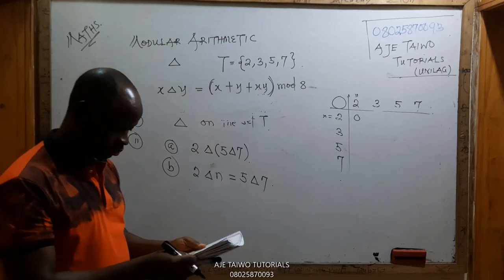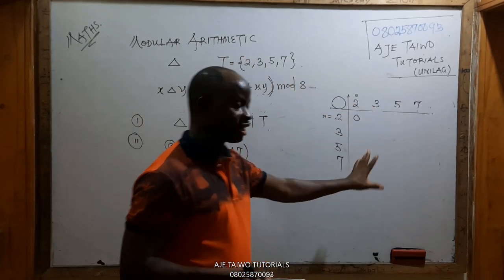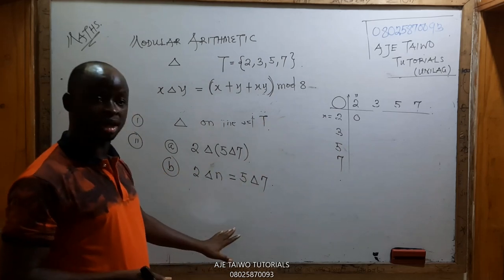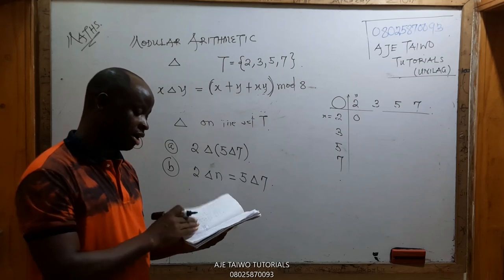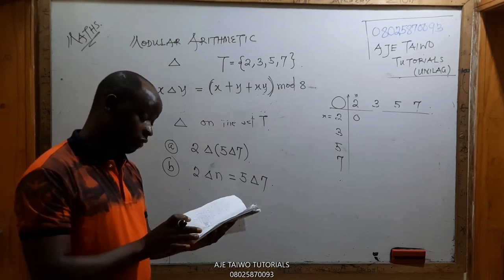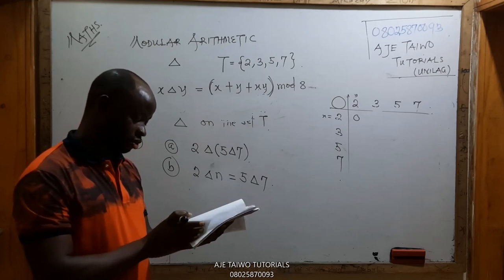Number two assignment. So you construct the table for me and give me the answer to these questions. Okay. Number two. We don't have time for now. When we start the class proper, we'll create enough time. The class has not started properly, you know that.